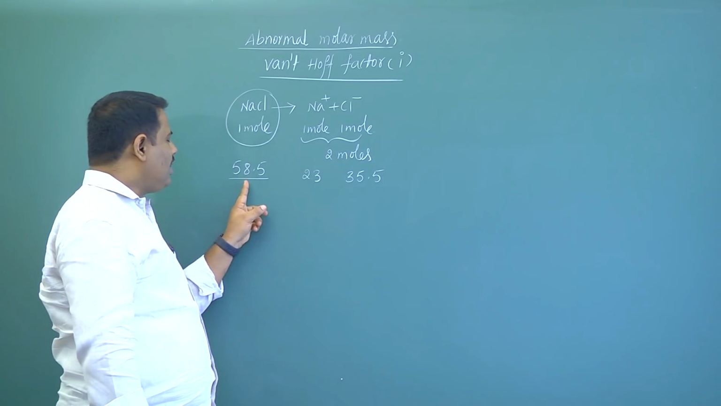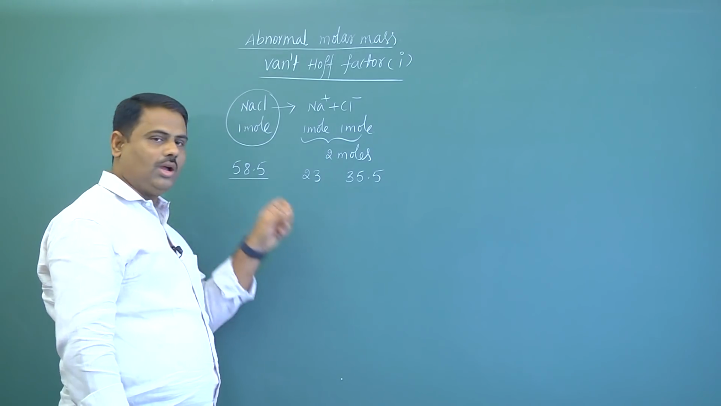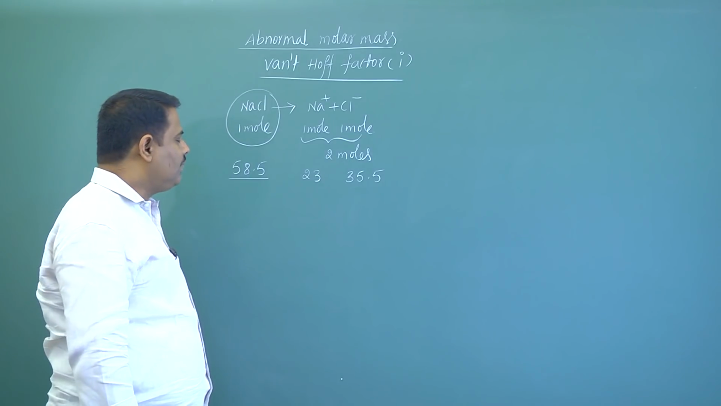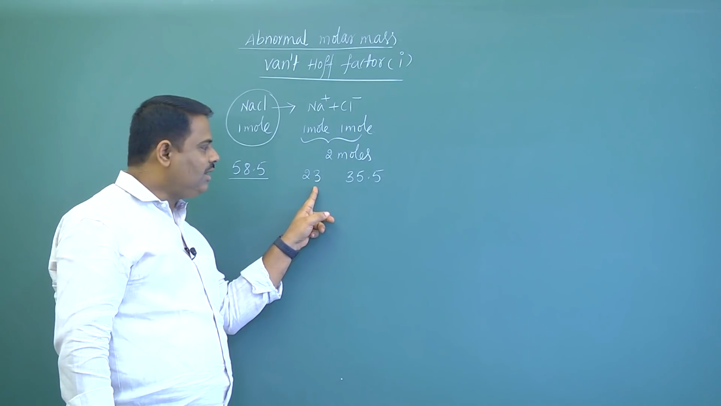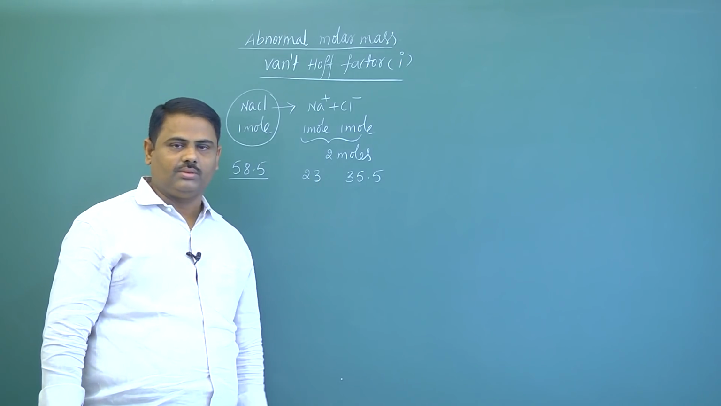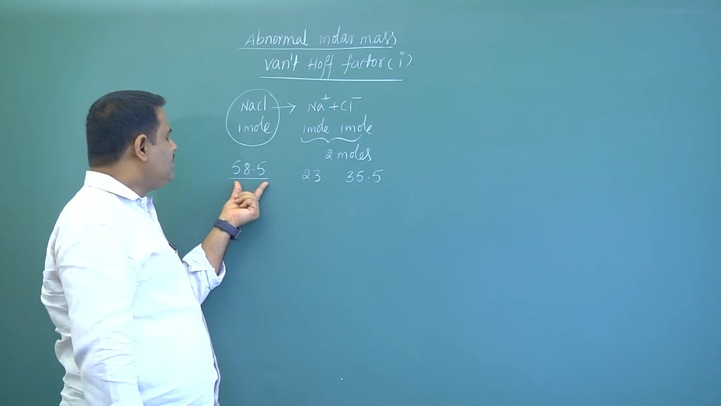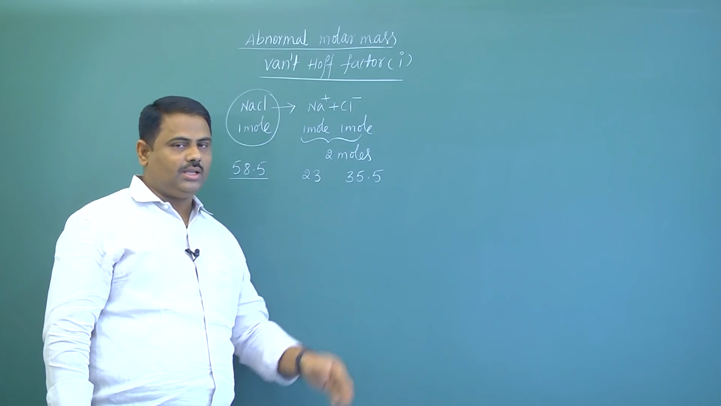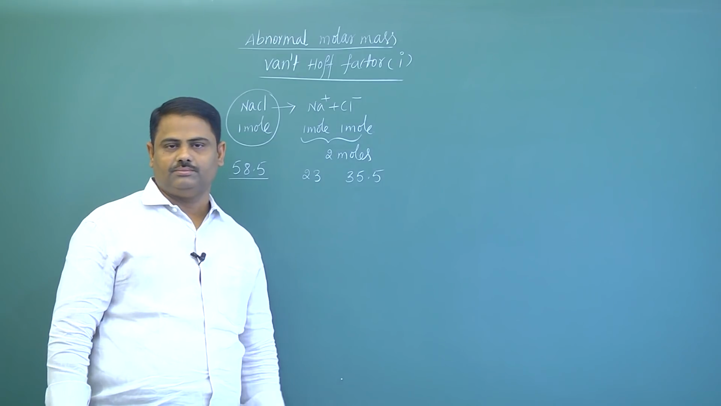The initial molar mass, this is also called normal molar mass, is 58.5 grams, but the changed molar mass is either 23 or 35.5 grams. That means during dissociation of any solute, number of particles increases but molar mass decreases.